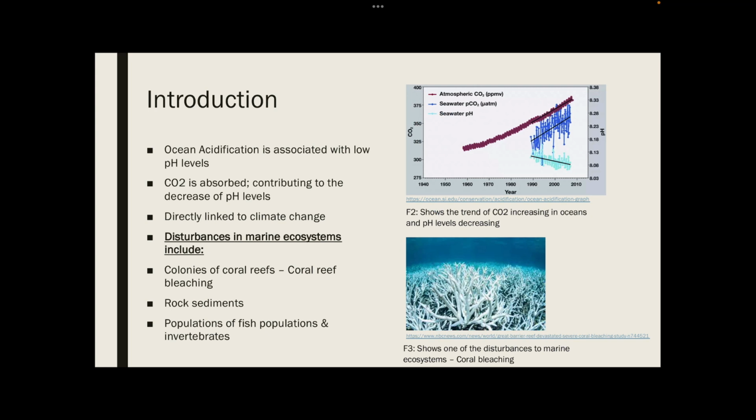depend on. Figure 2 shows the trend of CO2 increasing in oceans and pH levels decreasing, and Figure 3 shows one of the disturbances to marine ecosystems known as coral reef bleaching. Basically, where coral reefs become dull and turn to a whitish color.